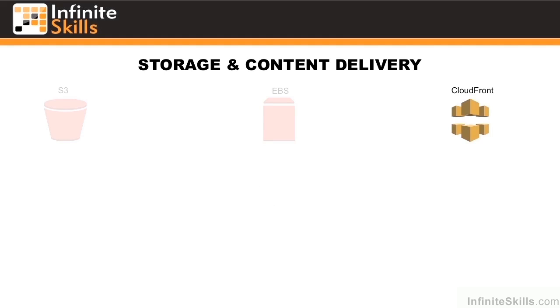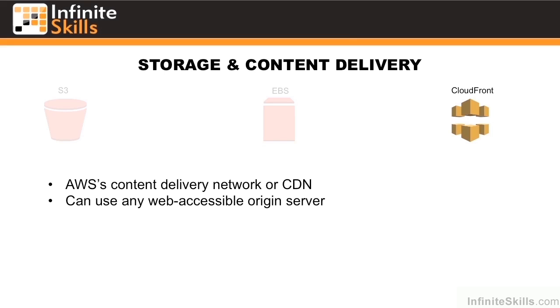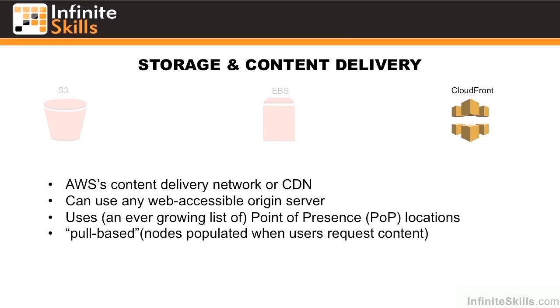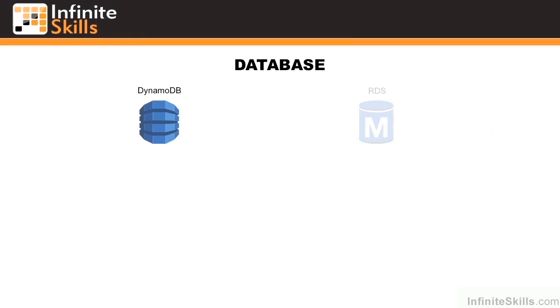Last up in storage and content delivery, we have CloudFront, which is Amazon's Content Delivery Network, or CDN. It can use any web-accessible server as its origin, and it uses an ever-growing list of point-of-presence, or POP, locations to serve this content out of. Currently, there are 37. It is a pull-based mechanism. The nodes are populated when a user requests content.